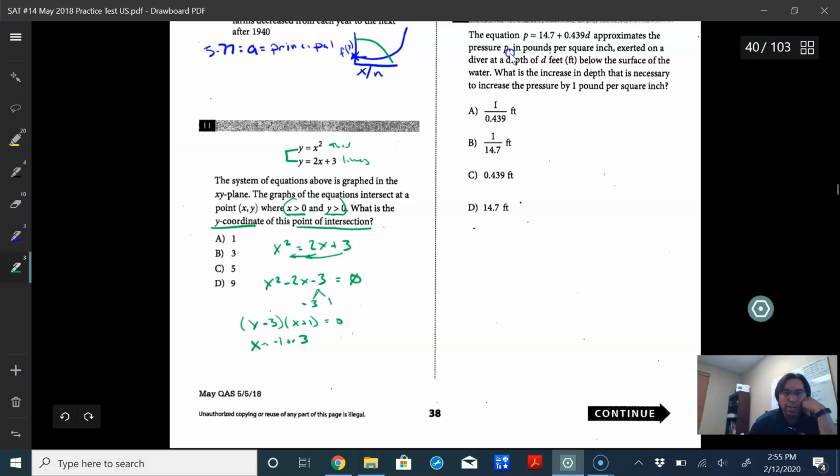Now it says here that x is greater than 0, so we want to be able to use this one. So on the second piece of this equation, popping it back in, we can say y equals x squared, which is the easiest one. It's y equals 3 squared, which then gives me 9. And so therefore the answer choice is D. Okay, so be sure you're paying attention to this piece.